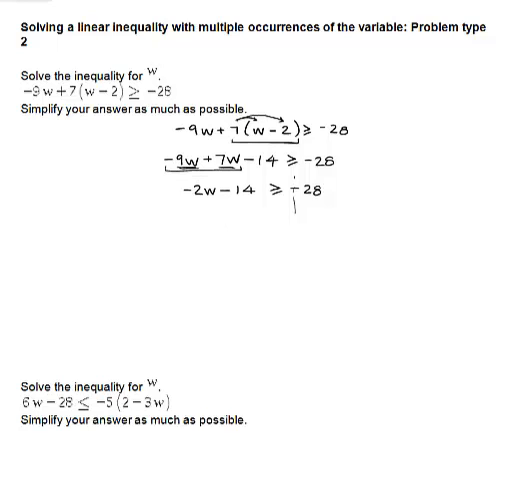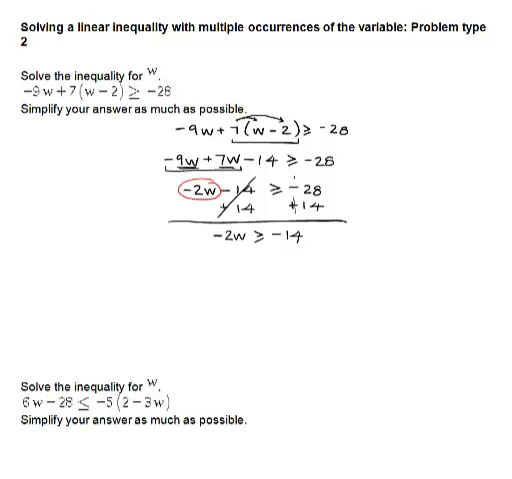I only have one term that contains my variable now, and that's this negative 2w, right? So I want to get rid of this minus 14 on the left side. In order to get rid of it, because I'm subtracting, I add it to both sides. And just so this doesn't look confusing, this was a minus, that was a negative 28 there, right? So I'm adding 14 to both sides. The 14 on the left cancels, so I have a negative 2w is greater than or equal to negative 28 plus 14, which simply gives me a negative 14. Okay?